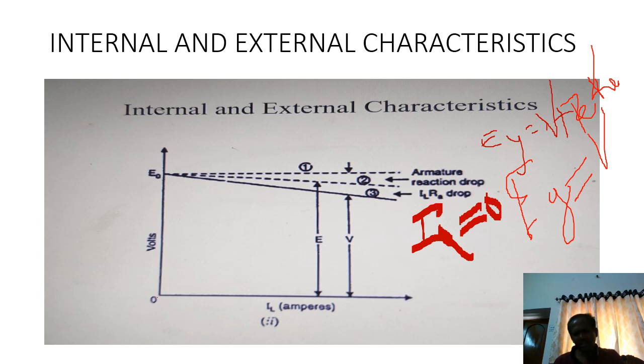What is armature reaction drop? It is due to the change in the fluxes, a maximum increase in the fluxes, which remain dominant over the main fluxes.